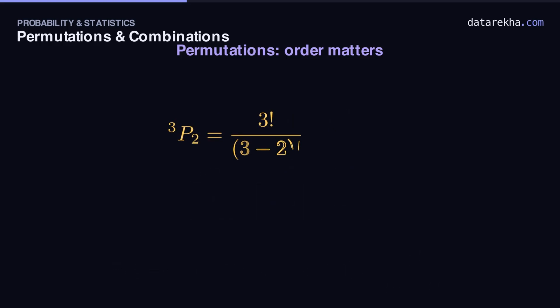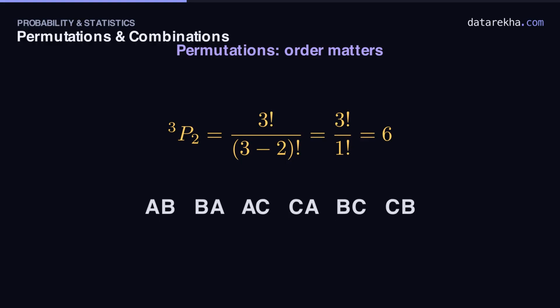Make it concrete. 3 friends, A, B, C, and 2 labeled chairs. 3P2 is 3 factorial over 1 factorial, which is 6. And here are all 6, spelled out. A then B and B then A are counted separately, because sitting A on the left is a genuinely different arrangement from sitting B on the left. Order matters.